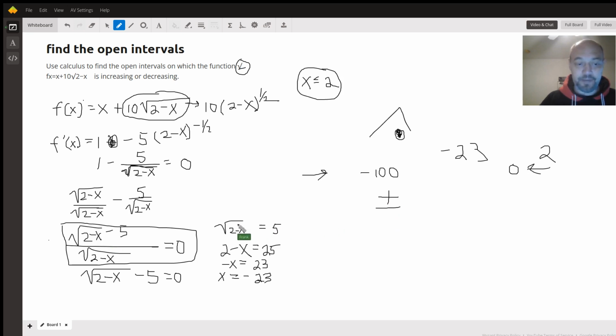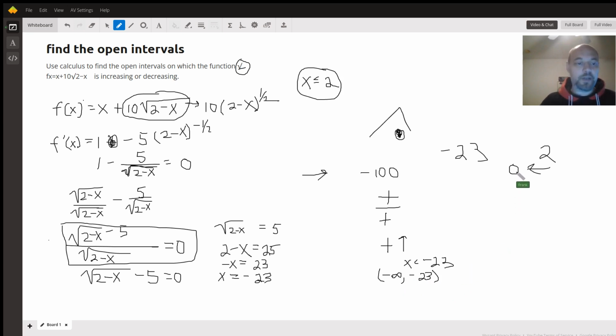So the numerator is positive. The denominator, square root of 2 minus negative 100, is square root of 102, 10 point something. It's positive. So the result there is positive. It's increasing. So however you can write it, it's increasing when x is less than negative 23. Or you can write it like this, negative infinity to negative 23, interval notation. All right, that's when it's increasing.